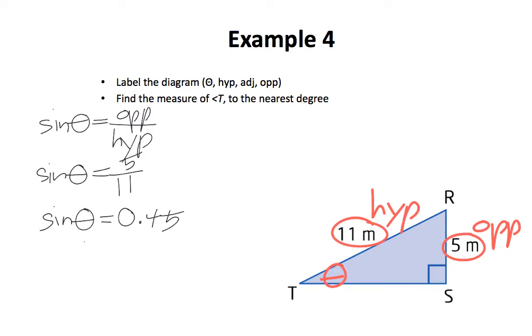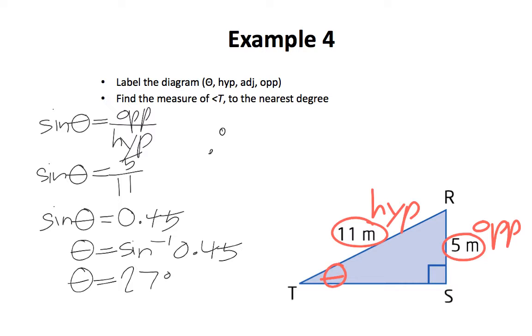At this point, I want to isolate theta, so I need to do sine inverse of 0.45. And sine inverse of 0.45 is approximately 27 degrees. Therefore, theta is 27 degrees.